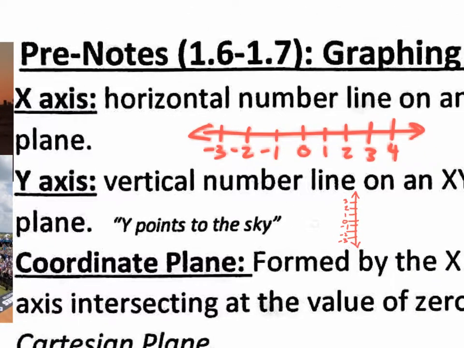And that's what I drew right here on this little tiny spot. I did a number line running left to right. This is called the x-axis. The y-axis is a vertical number line.